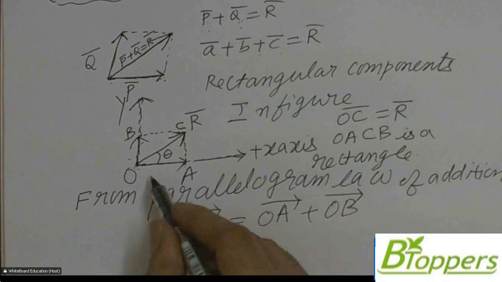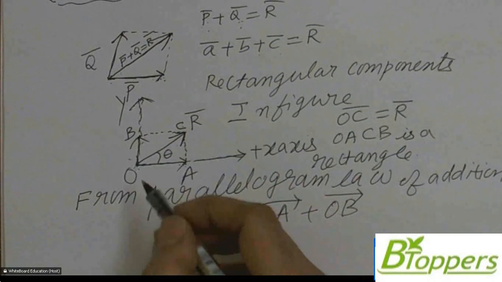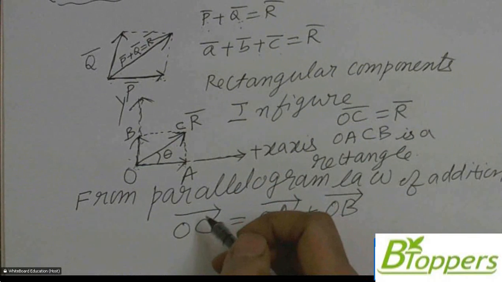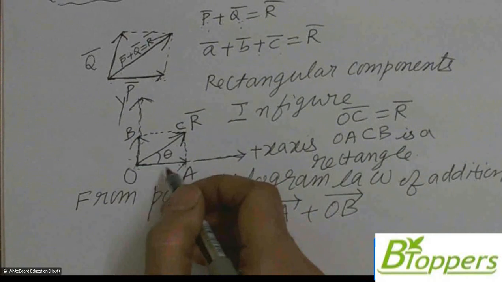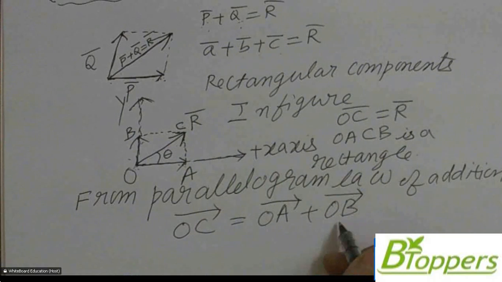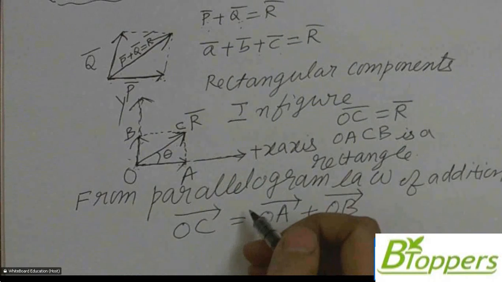The component vector OA bar is perpendicular to the component vector OB bar. If the two components are perpendicular to each other, then they can be called the rectangular components of the vector R bar. So OA bar and OB bar can be called the rectangular component vectors of the vector R bar.